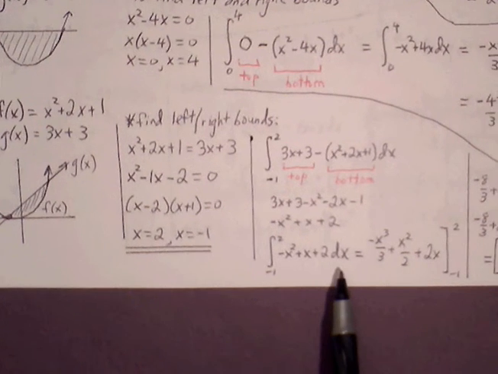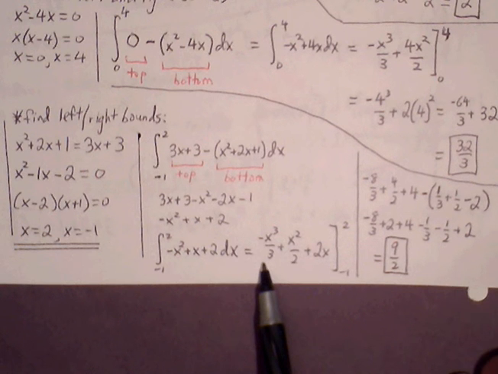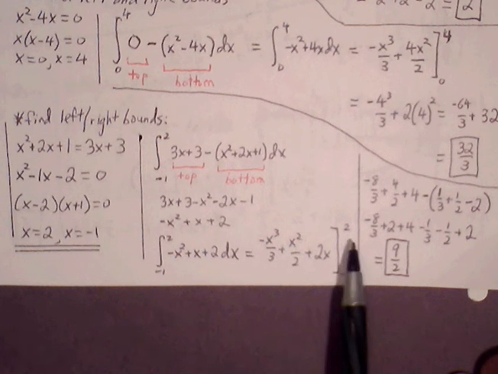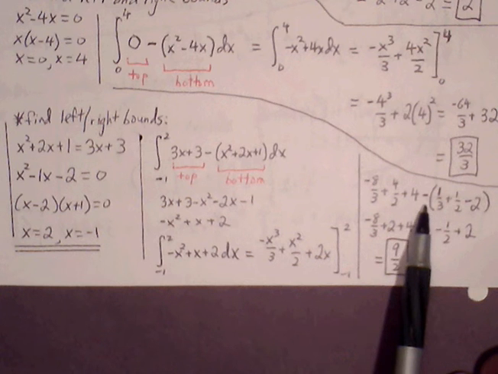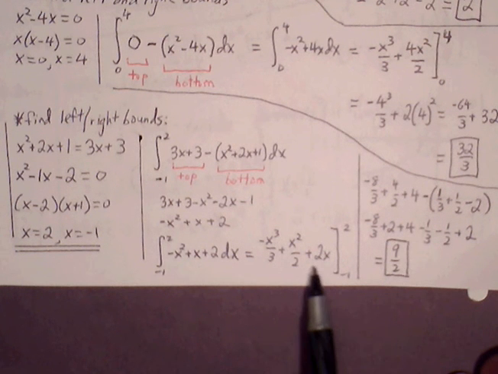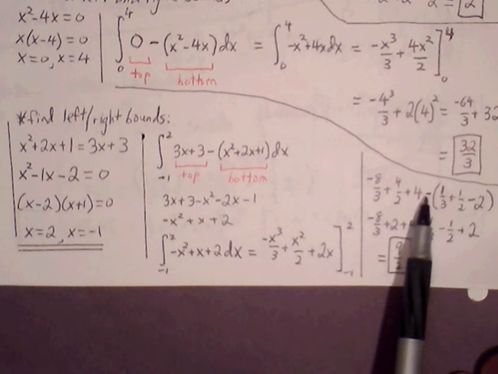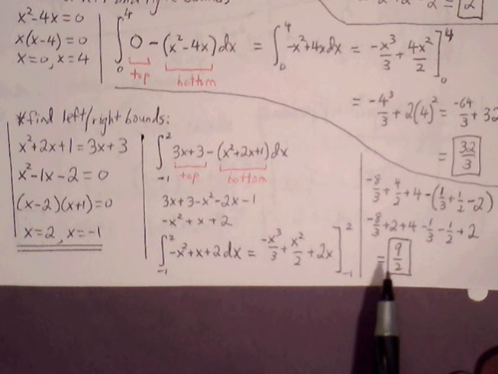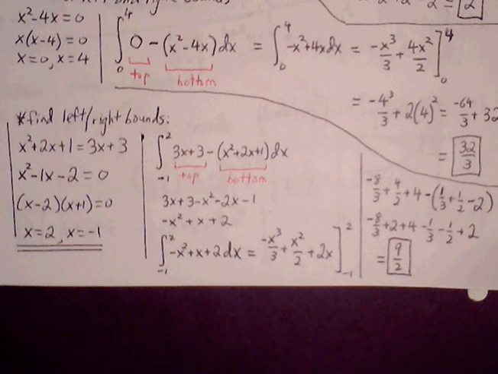So then we apply power rule for each term. Negative x cubed over 3 plus x squared over 2 plus 2x. Then we evaluate between our upper and lower bounds, plug 2 in for each of the x values, minus, and then plug in negative 1 for each of the x values. Make sure you put parentheses around those to help remind you that this negative will distribute to each term. And then we add the terms together, and we get 9/2. That's our area between the two curves between the left and right bounds.